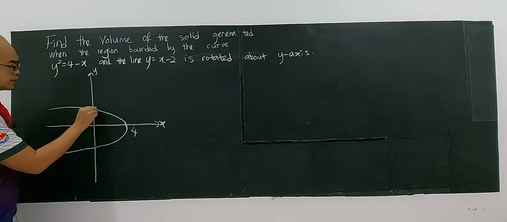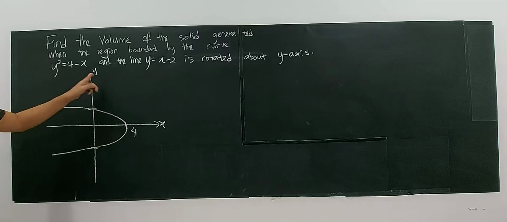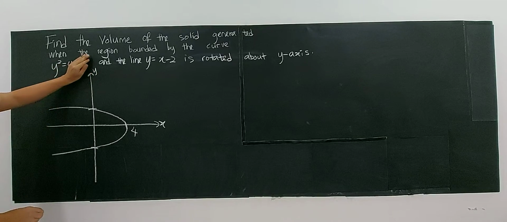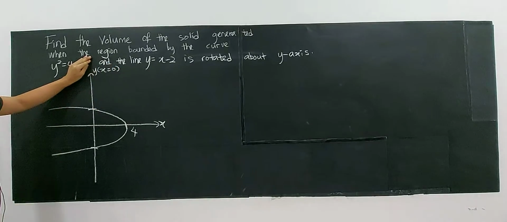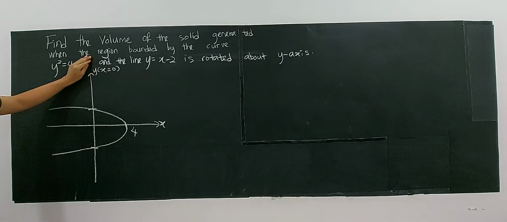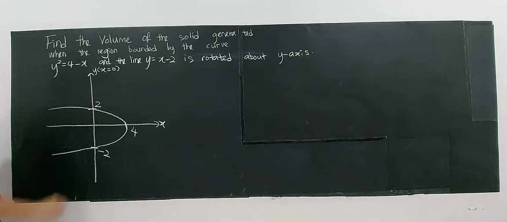Then of course there is an intersection between this curve and the y-axis. So intersect y-axis, x equals 0. While you intersect the x-axis, you have y equals plus minus, negative 2 and positive 2 here, right?